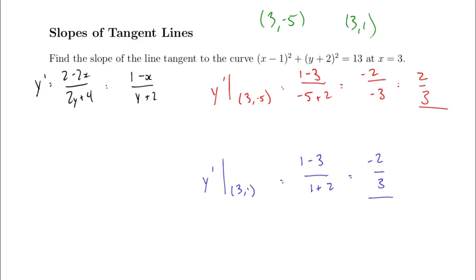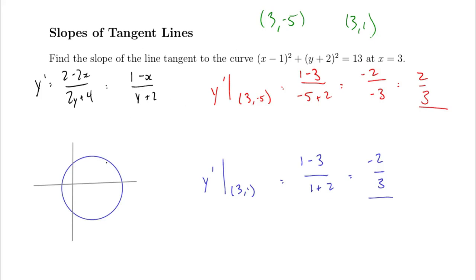That should make a little bit of sense here, because what is this graph? This graph is a circle, right? We have a circle that got shifted to the right a unit and down 2 units. So our axes are somewhere over here, right? And then our radius is the square root of 13, whatever that is.